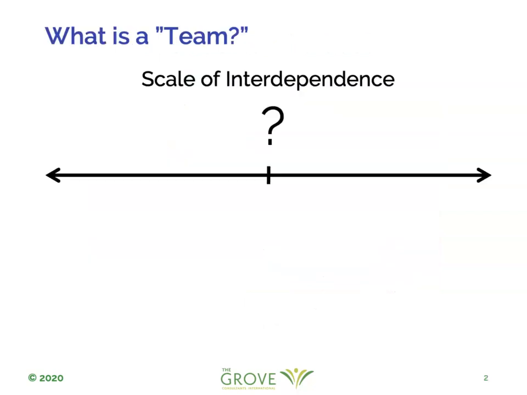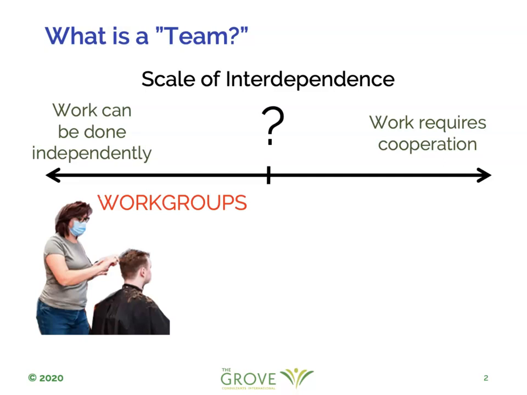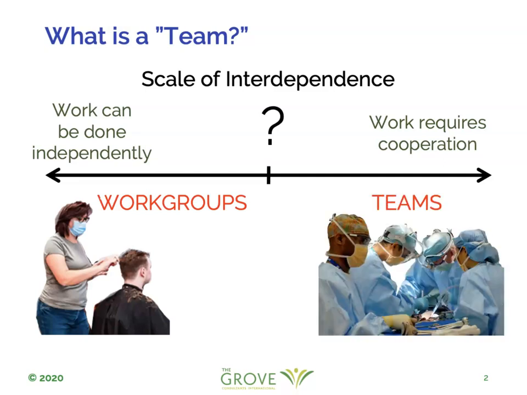I worked for many years with Alan Drexler, and he liked to start with asking, what is a team? He distinguishes between work that can be done independently on one end of a scale of interdependence and work that requires cooperation on the other. Work that can be done independently is best described as a work group. Work that requires cooperation is really what deserves the word team, and is where you need to really spend more time on development practice and such.